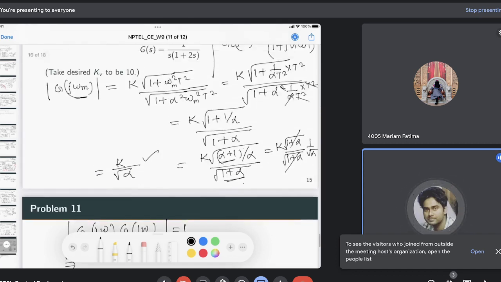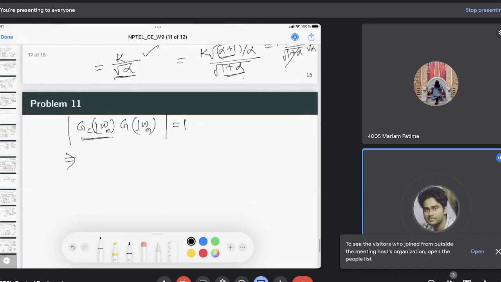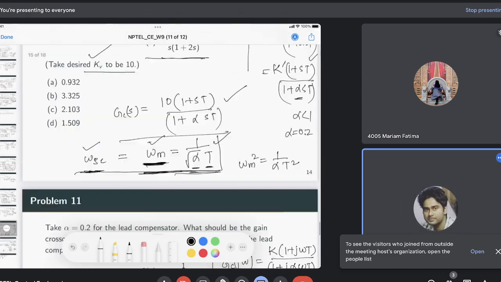Here we have computed K by square root of alpha for this compensator. So we have this square root of alpha, and now we'll just compute the gain of this system at this frequency.